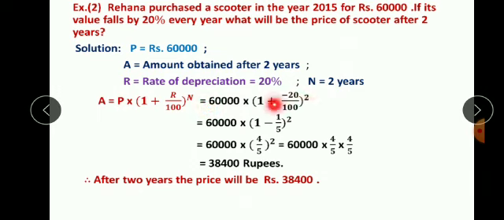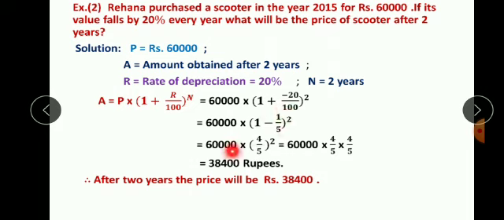Now 20 ones are 20 and 20 fives are 100. So 1 upon 5. So 60,000 is multiplied with (1 minus 1 upon 5). Why minus? Because minus 20 is given. That minus and this plus, if multiplied, the sign is negative here. It's squared. Now do the cross multiplication. 5 ones are 5 minus 1, that is 4 upon 5.